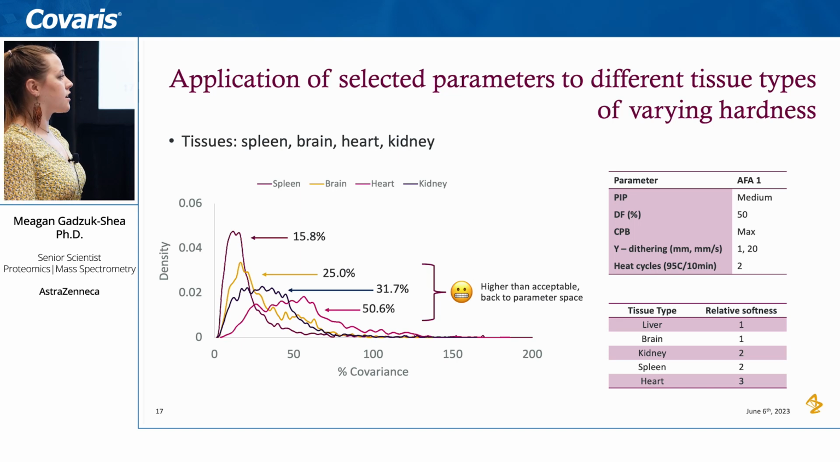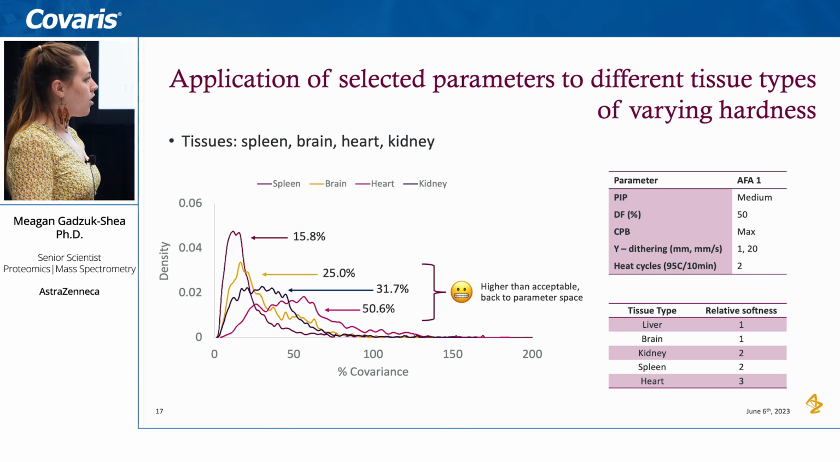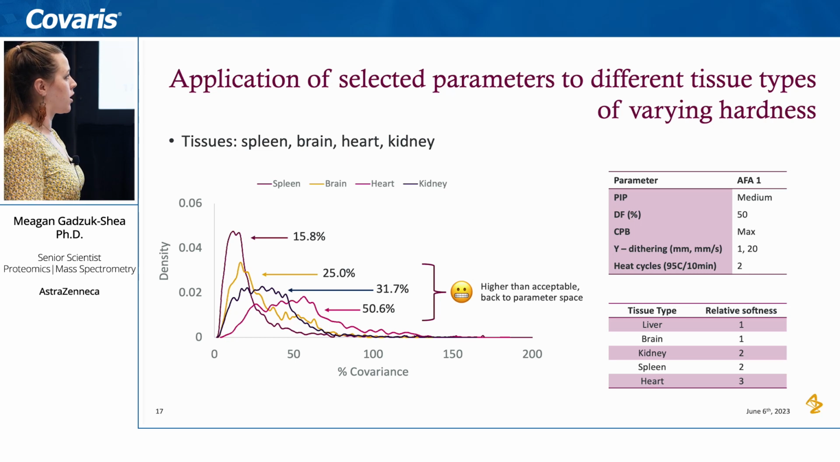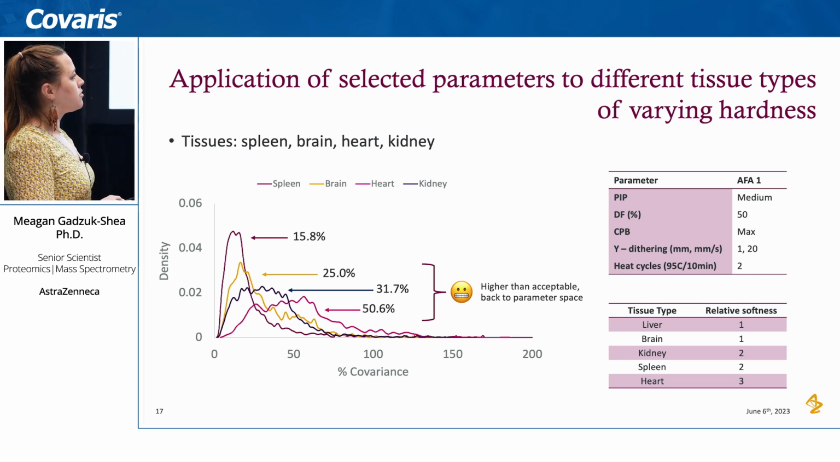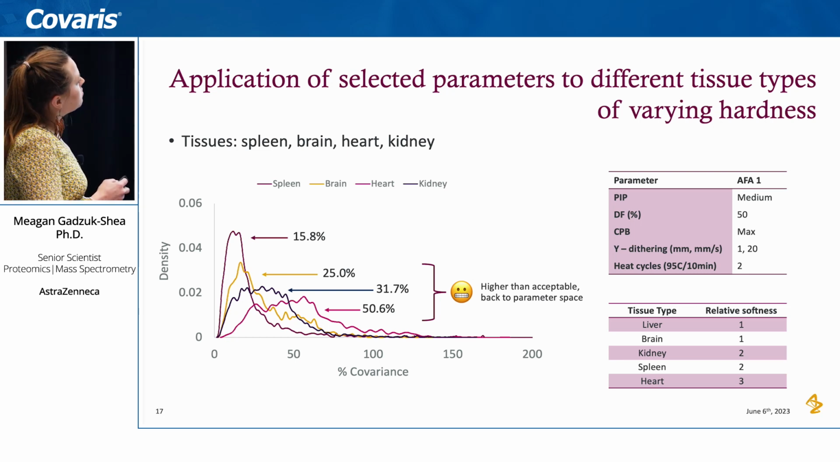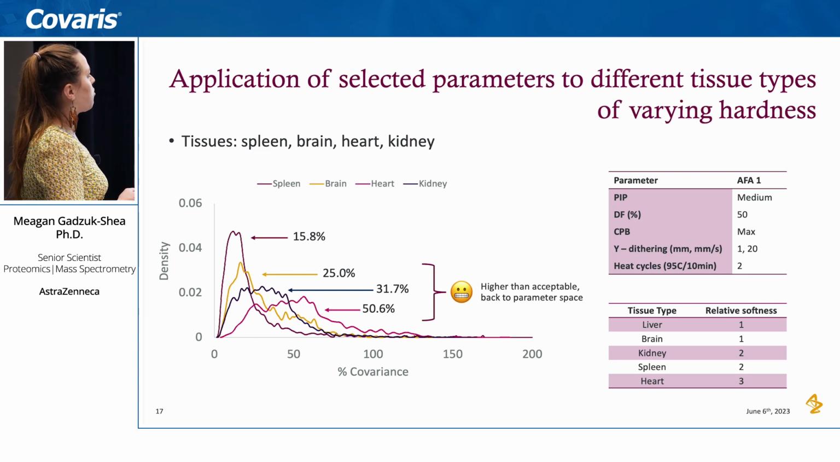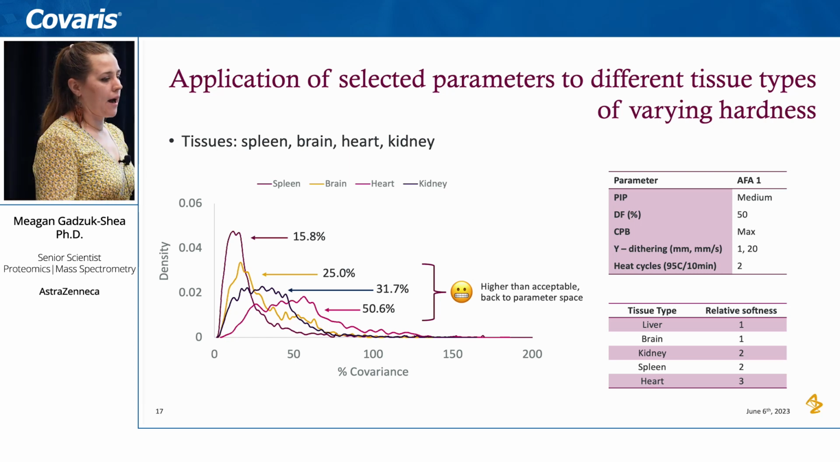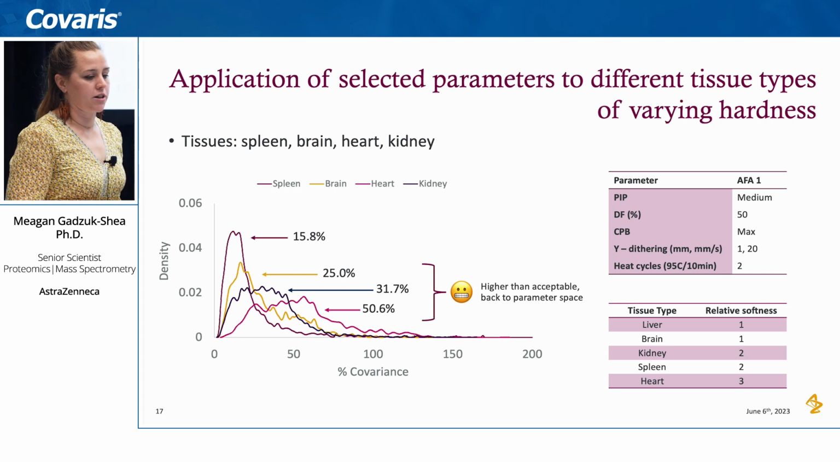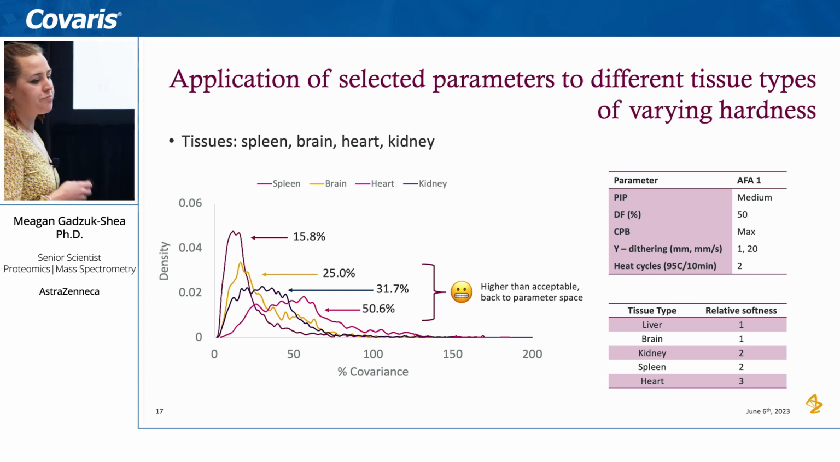And this is just a relative hardness or softness. So heart is going to be the hardest tissue that we've worked with. And just to remind you, these are the parameters we're using. For spleen, this method did work well, but you can see that the CVs weren't as great for these other harder tissues. And so we were like, okay, let's go back and revisit these parameters that we have the options to change.